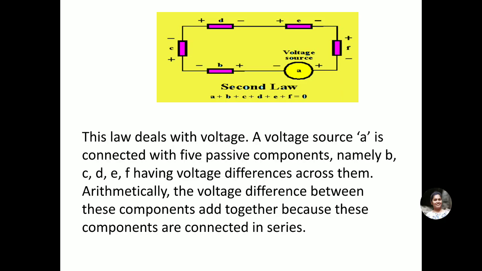Arithmetically, we add together the voltage differences between these components, because they are connected in series. Either we can take it in clockwise direction or anti-clockwise direction. The direction should always remain the same. So if I take anti-clockwise direction, A plus F plus E plus D plus C plus B should be equal to 0. In any loop, the sum of all the voltage drops in the respective components should be equal to 0. If not, we have to correct our calculations. So this is all about KVL, which is Kirchhoff's voltage law, which we can state as conservation of energy.